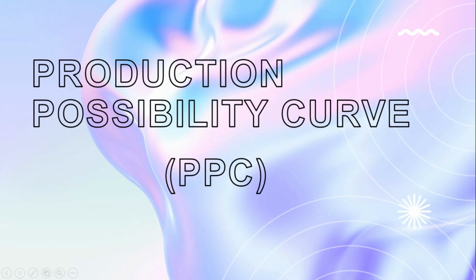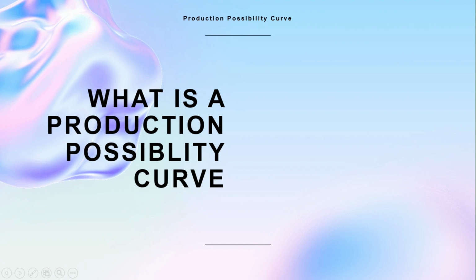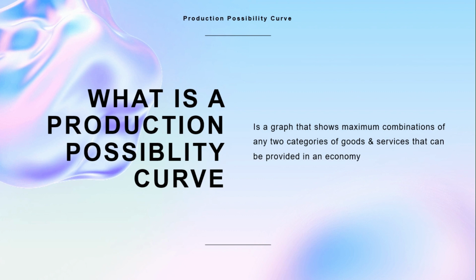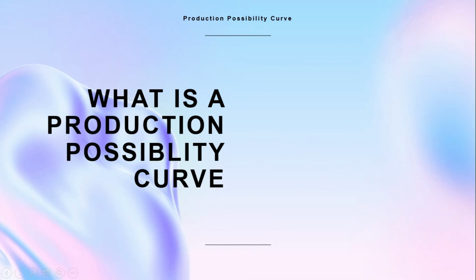Today we are going to take a look at the production possibility curve, which is also known as PPC. Most of you will be thinking, what is a PPC? Well, you came to the right place. A PPC is a graph that shows the maximum combinations of any two categories of goods and services that can be provided in an economy.